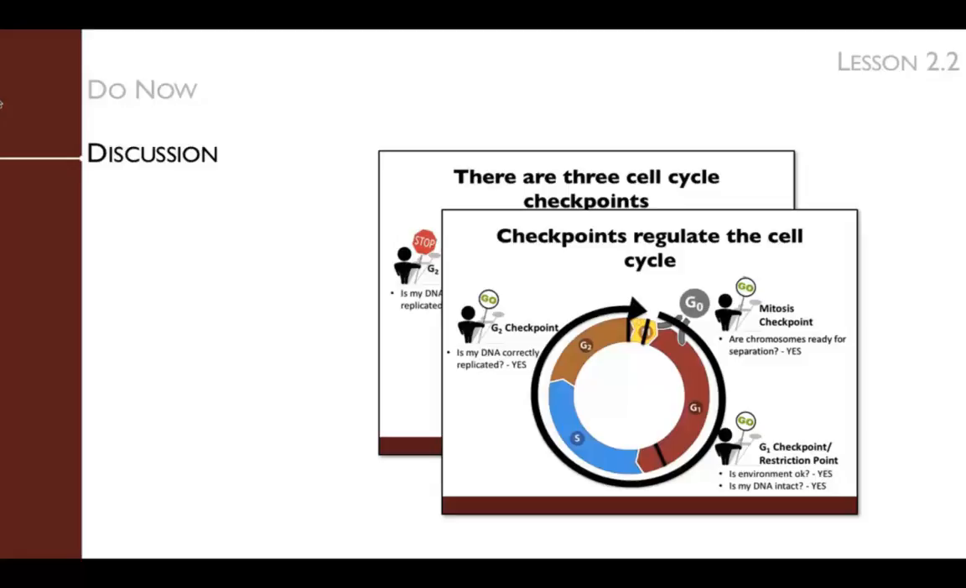The checkpoint at the end of G1 is particularly important because after this point, the cell will progress through the cell cycle even if external signals to tell it to stop appear later. It is called the restriction point.